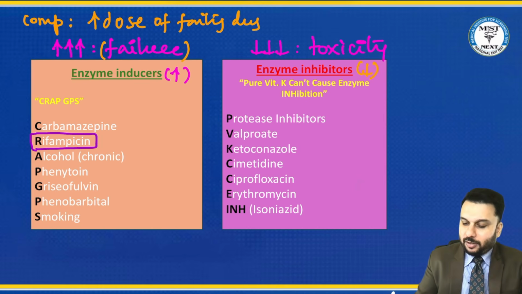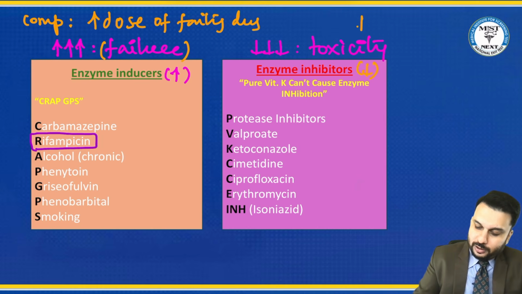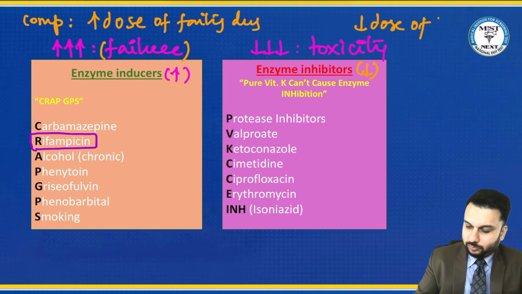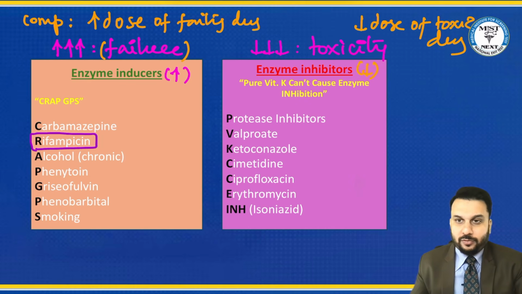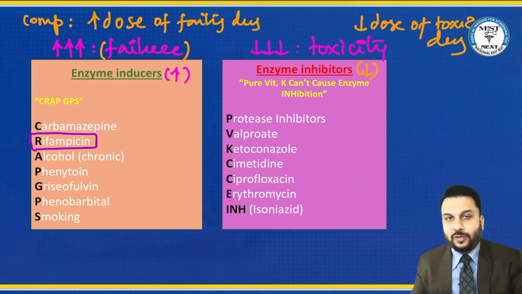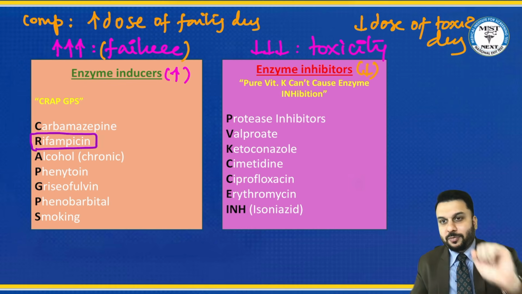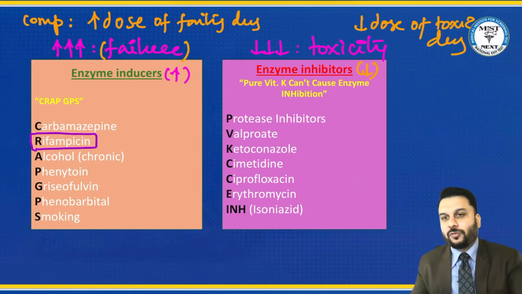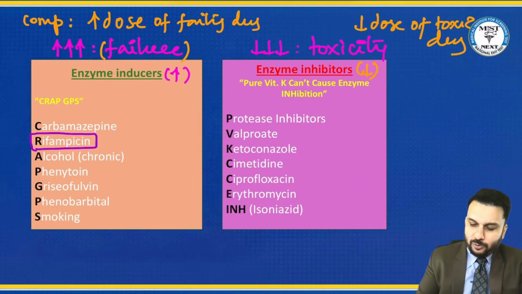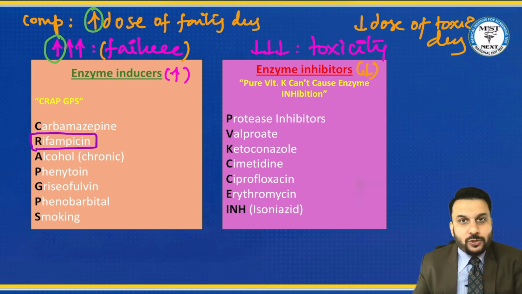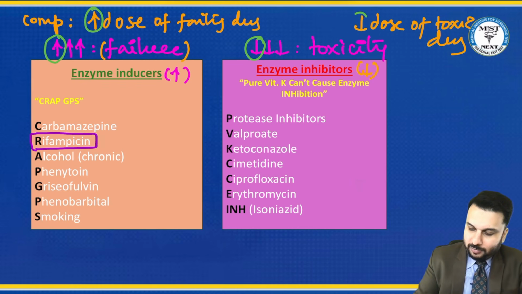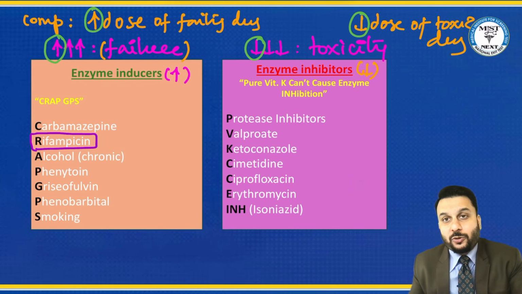And if the drug is becoming toxic for you, reduce the dose of the toxic drug. Simple logic. Okay, if the drug is failing, take more of that. And if the drug is becoming toxic for you, take less of that. Simple logic. Look at the arrows. If there is an inducer, you are supposed to increase the dose as a doctor. If there is an inhibitor, you are supposed to reduce the dose.